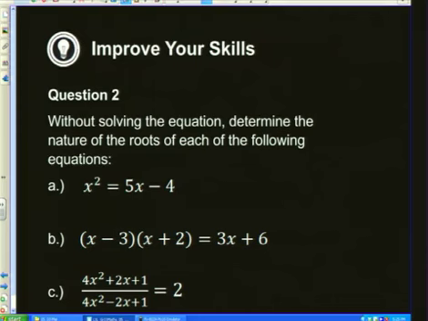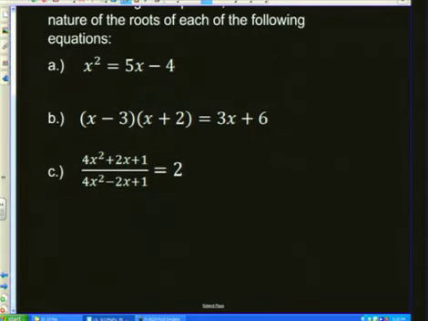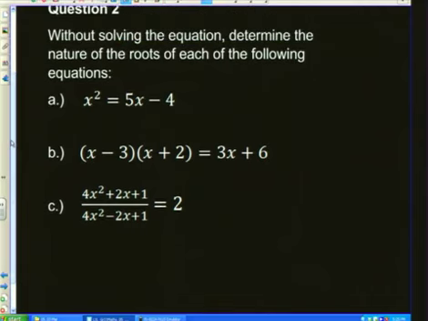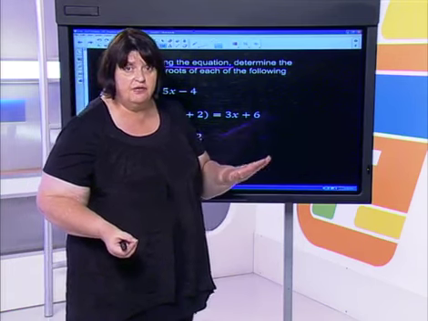Right, let's look at question 2. Now, this is much more the nature of root kind of questions. The first one there says, determine the nature of the roots of each of the following without solving the equation. Without solving the equation. In other words, you can't just go and factorize it or use the formula or complete the square. They want you to use that theory we had just now, that third bunch of theory.